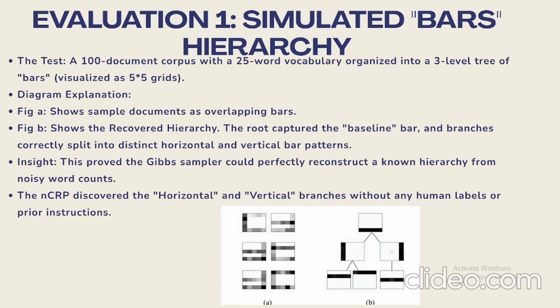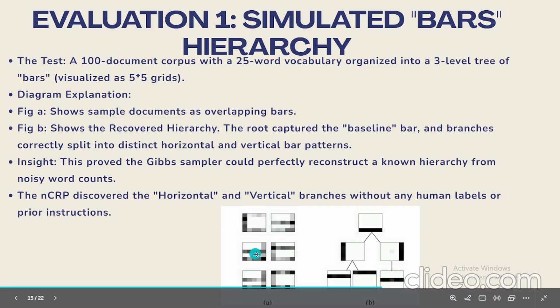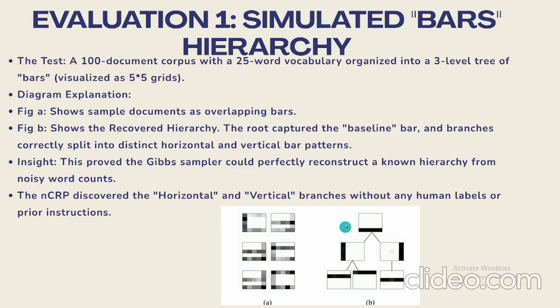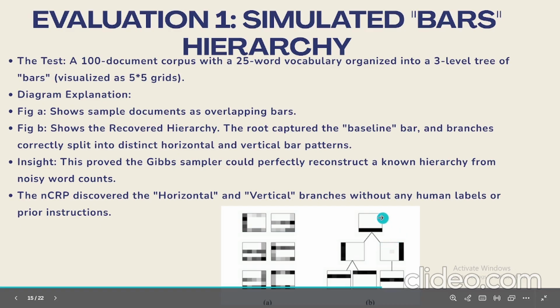So we have understood the evaluation on the simulated bars hierarchy clearly. What was happening in figure A, we can clearly see that we had overlapping data, horizontal and vertical rows, and once this overlapping data was given to our model, the model clearly separated the horizontal and vertical lines. A universal baseline was created at the root and the branches split into horizontal and vertical lines, perfectly reconstructing the hierarchy of the data.